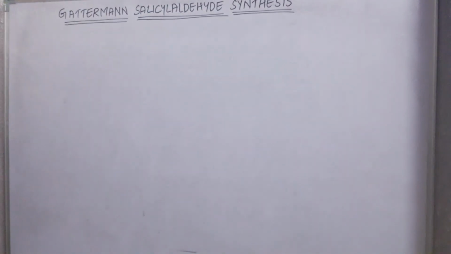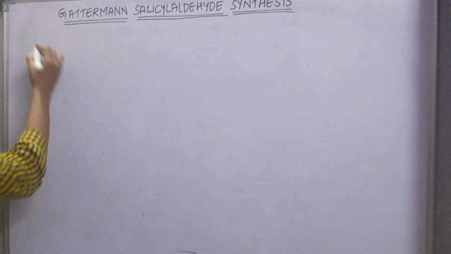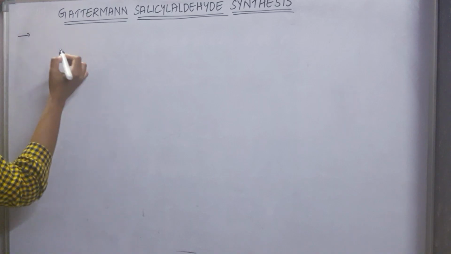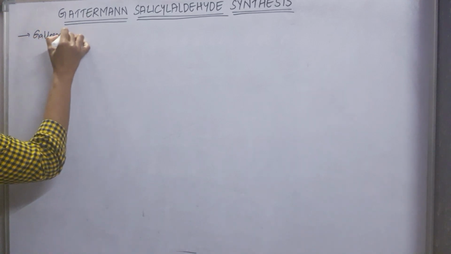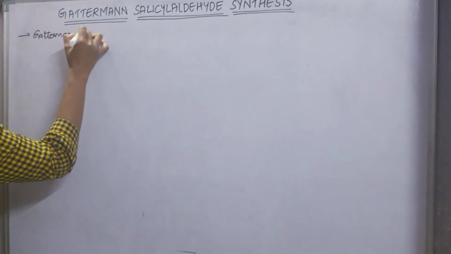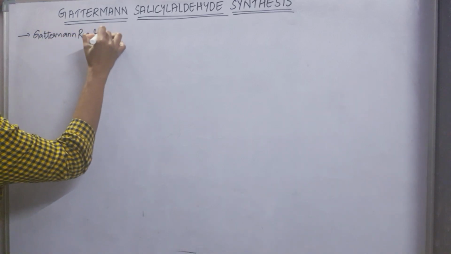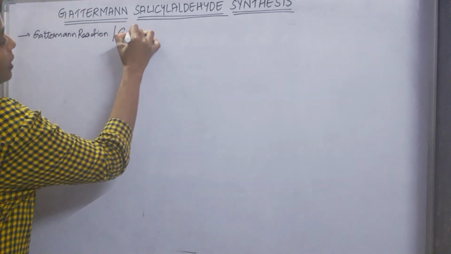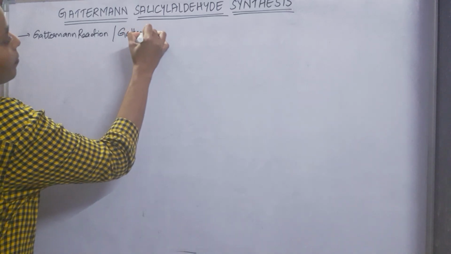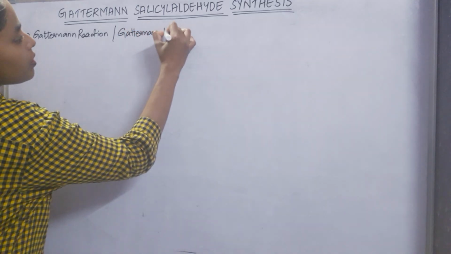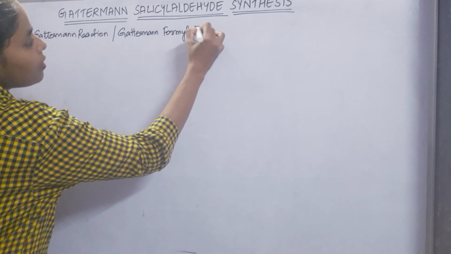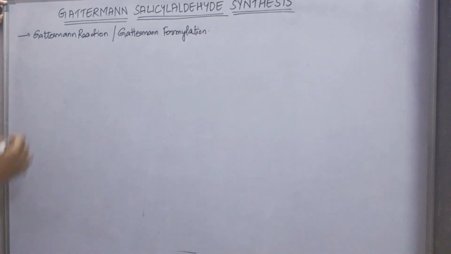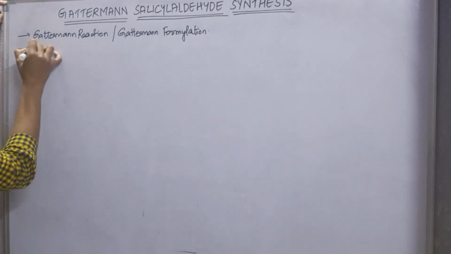So now let us see Gattermann salicylaldehyde synthesis. This reaction can also be called the Gattermann reaction or Gattermann formylation. It is an electrophilic aromatic substitution reaction.